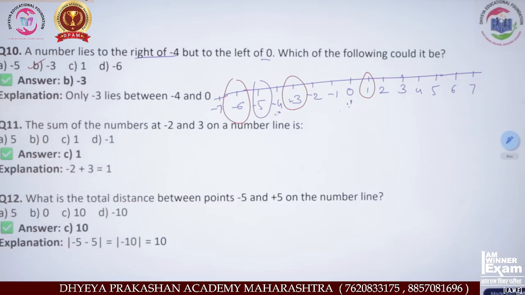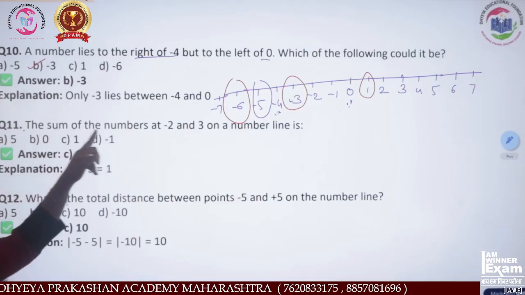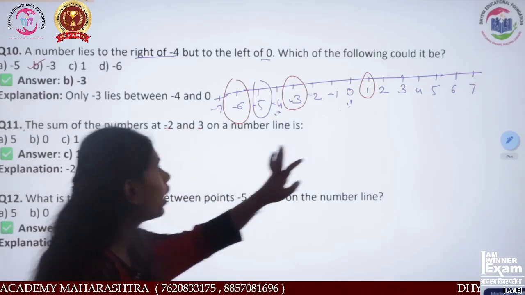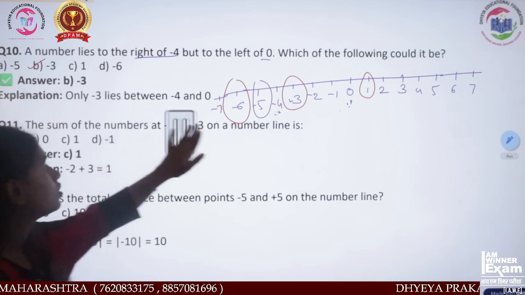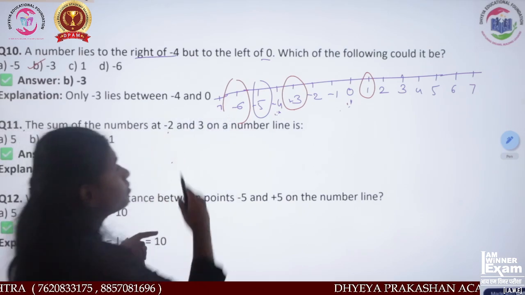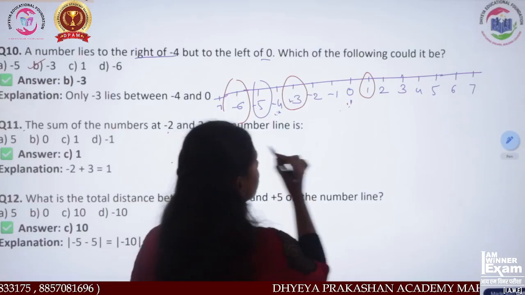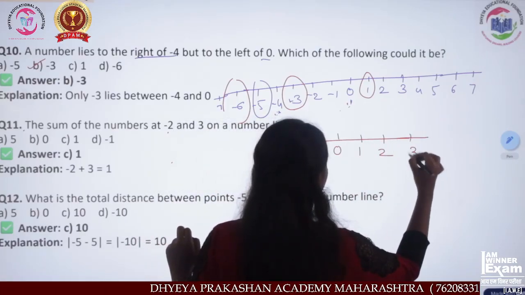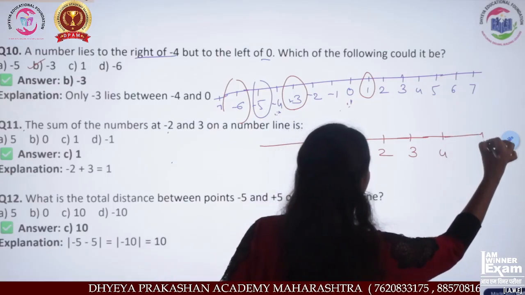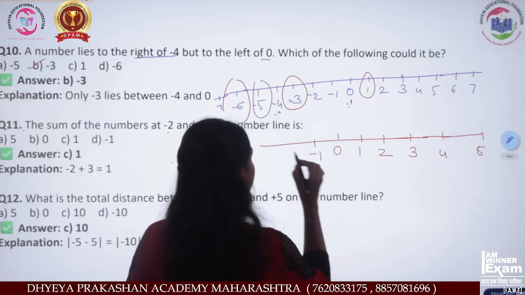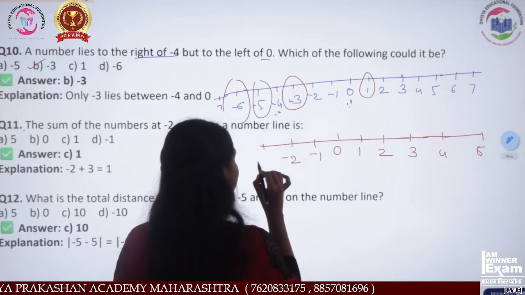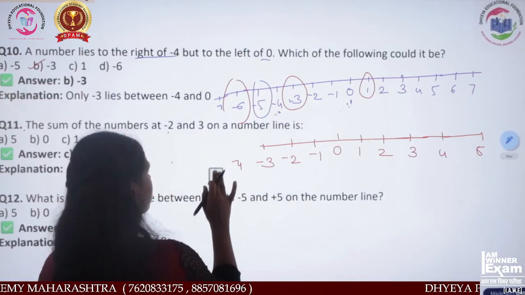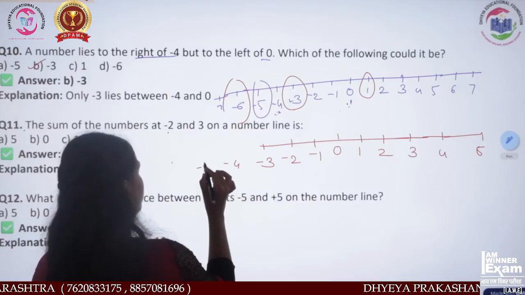Then next, the sum of the numbers at -2 and 3 on the number line is what? Means, now where is -2? Here. Let's draw one number line again. 0, 1, 2, 3, 4 and 5. -1, -2, -3, -4, -5.